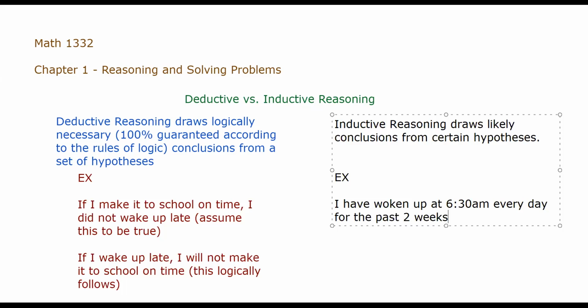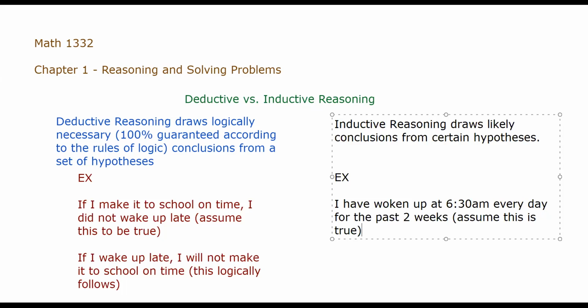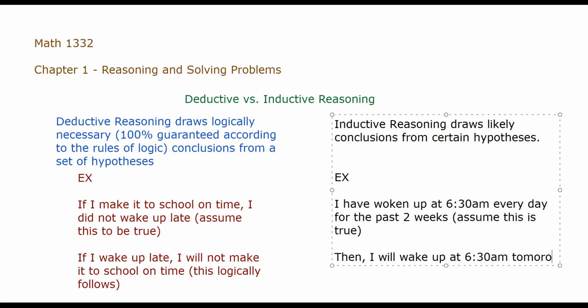So anyways, let's say this is true. I've woken up at 6:30 every day for the past 2 weeks. Let's assume this is true. This is just called the hypothesis. This is not a conclusion we're drawing. It's a piece of information we're putting forward and we're going to say it's true, or we're going to assume it's true. Then if I have woken up at 6:30 a.m. every day for the past 2 weeks, then I will wake up at 6:30 a.m. tomorrow.